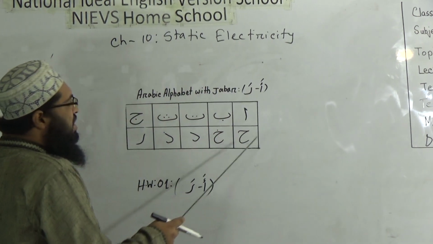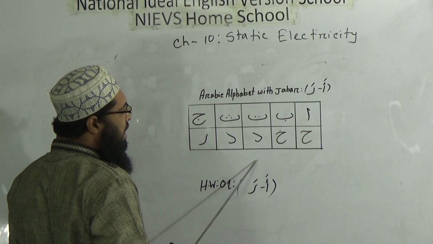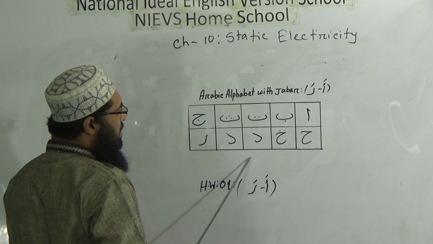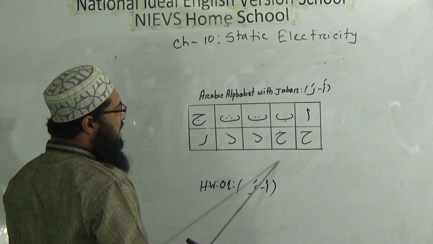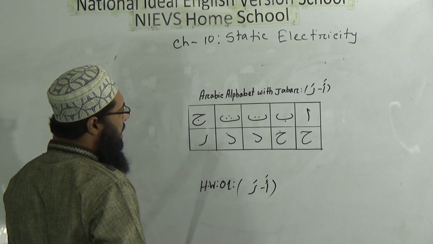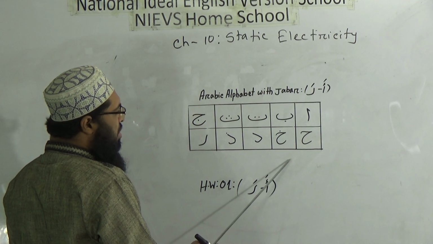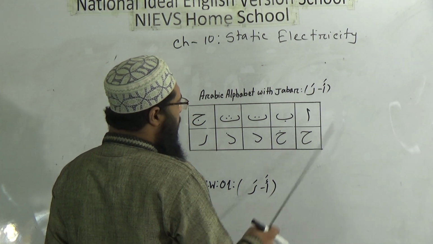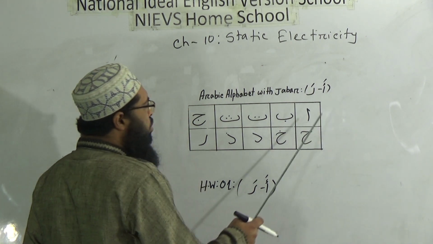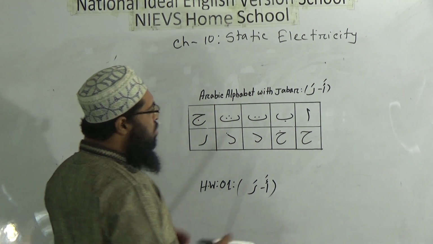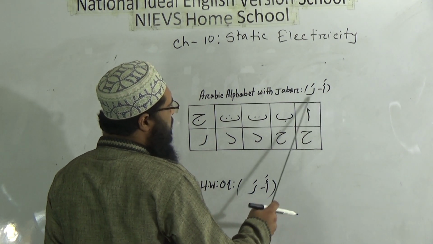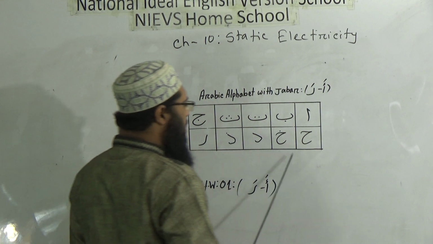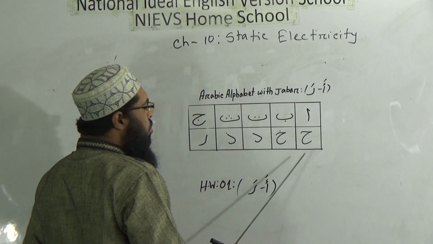My dear students, in the class of nursery, we have learned how to read and how to write 29 Arabic alphabets or letters. And now in the class of junior 1, we will learn Arabic alphabet with Jabar, with Jer and with pesh. Today we will learn Arabic alphabet with Jabar from Alif to Ra. So let's start. At first, look at the board.